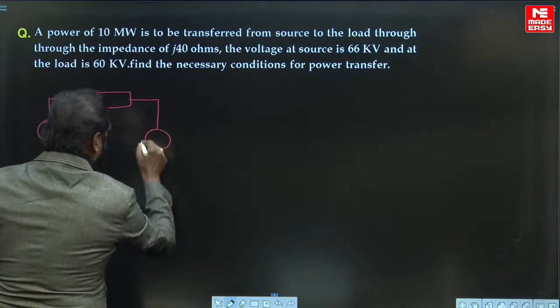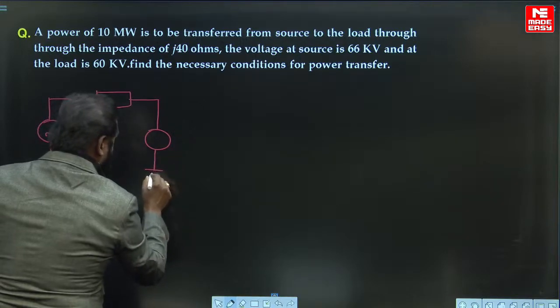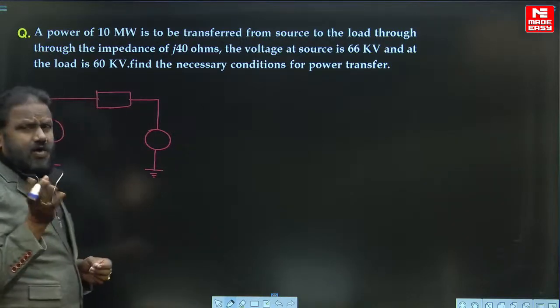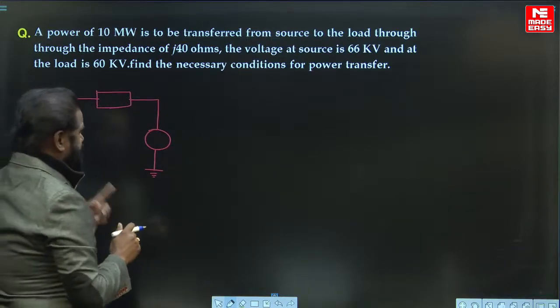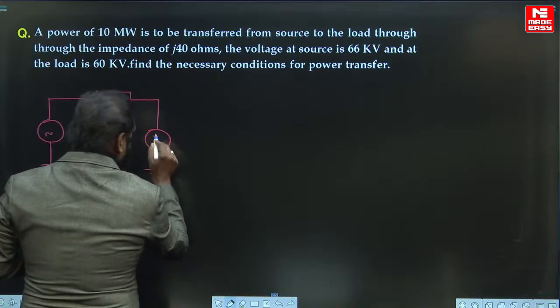Here it is the load. Mind one thing I am saying: the load always requires a constant voltage at zero phase. That is the reason the load is always represented as a DC source.